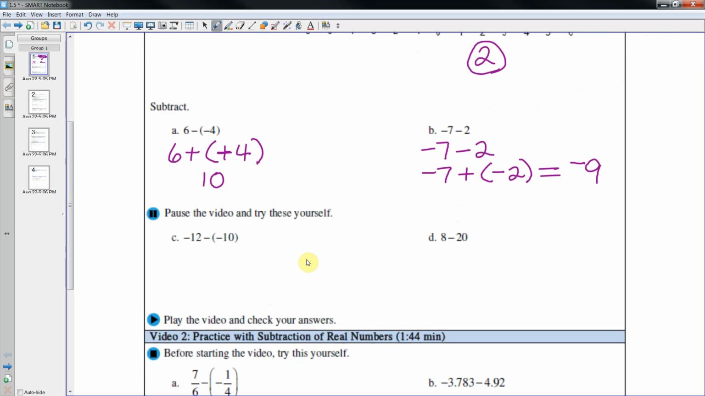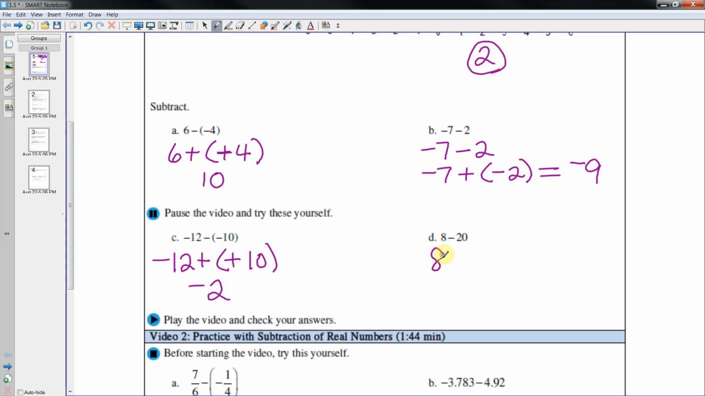So negative 12 minus a negative 10. I'm going to rewrite them because sometimes it can get a little bunched up. So negative 12 minus negative 10, change to addition, change the sign of the second number. That makes me a negative 12 and a positive 10. Subtract: 12 minus 10 is 2. The 12 is larger, so I have a negative 2.